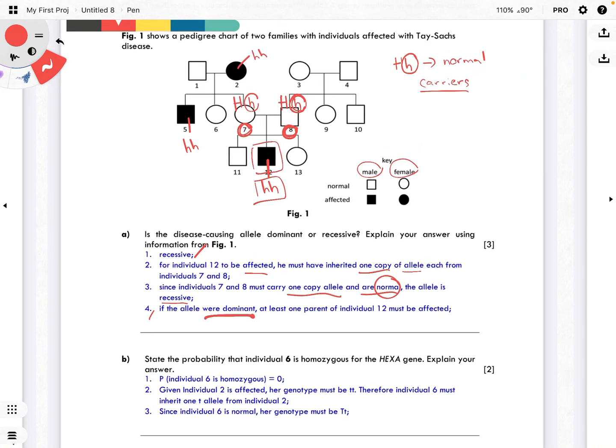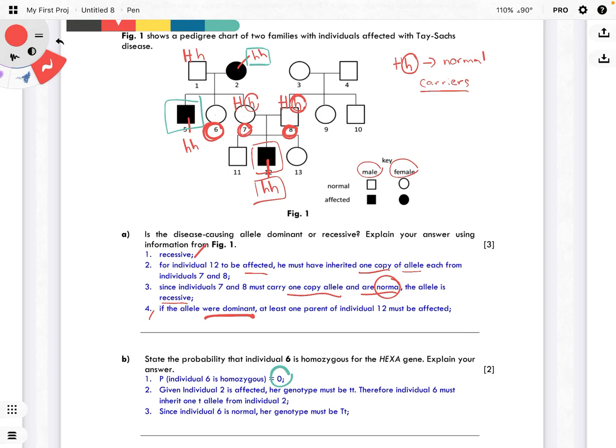State the probability that individual 6 is homozygous for the hexa gene. Explain your answer. So where's individual 6? This is individual 6. Here we say that the probability is 0. How's that so? If the mom is homozygous recessive, because she has the disease, we see that one of the children is homozygous recessive. So that means dad definitely has one copy of the recessive allele. To have children that show the dominant phenotype, that means dad also has one of the dominant alleles.